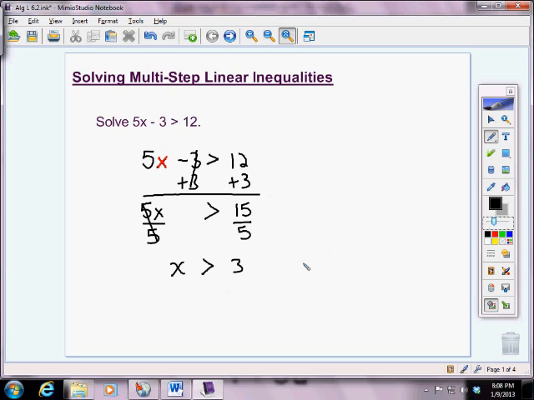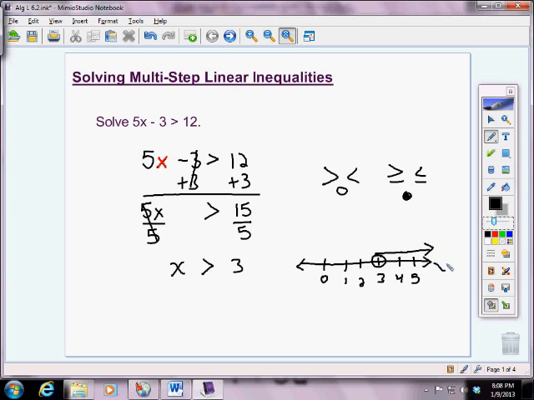It doesn't say to graph, but if you wanted to graph, just to remind you of how we graph. Take your number, circle on the line, decide if it's open or closed. Again, if it's just greater than or less than, it's open. If it's greater than or equal to or less than or equal to is when we fill it in. Since this is just greater than, we leave it open. And we're talking about all the values greater than 3. So we're going to draw our arrow to the right.